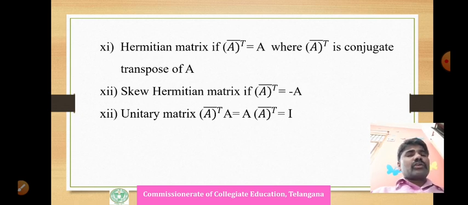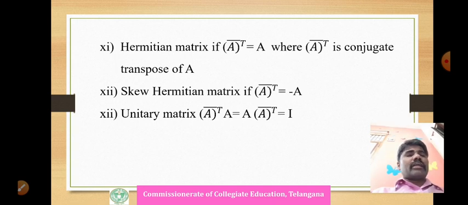Similarly, a matrix is skew Hermitian if A bar transpose equals minus A. That means the conjugate transpose equals minus A. And similarly, unitary matrix: a square matrix A is unitary if A bar transpose into A equals A into A bar transpose equals the identity matrix. Then we can say that the matrix is a unitary matrix.